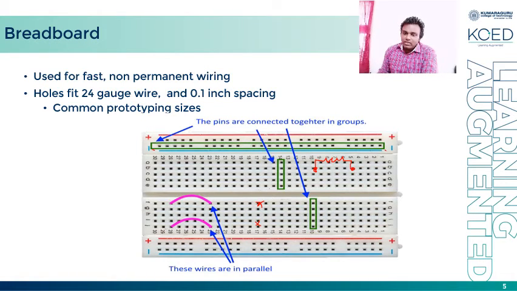Or we can connect the resistor here, and we can connect to this end. This kind of connection is possible because there is a break between the top board and the bottom board. Similarly, here the positive supply is given over here and the negative supply is given over here. So these are two different parallel lines that are connected. The breadboard is the most commonly used prototyping board for any kind of project.